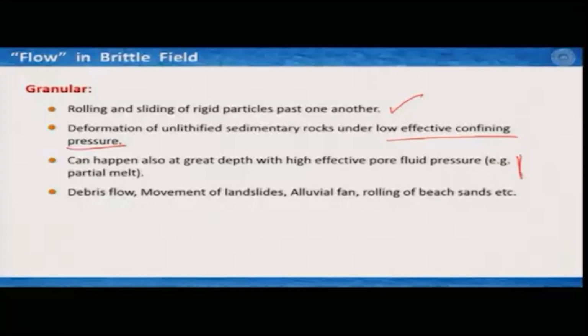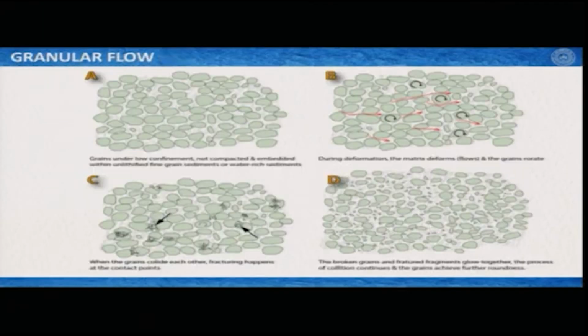But these are very rare, and we will not explore this particular feature in this lecture. And this type of granular flow that we are talking about under cataclastic deformation is described by examples you can think of, such as debris flow, movement of landslides, alluvial fans, rolling of beach sands, etc. We will see these examples, but first have a look at how it works.